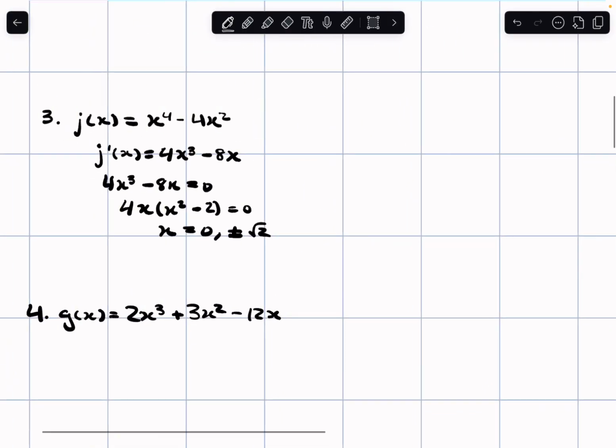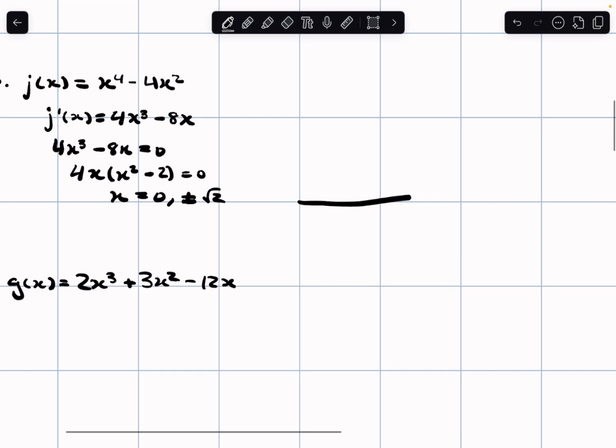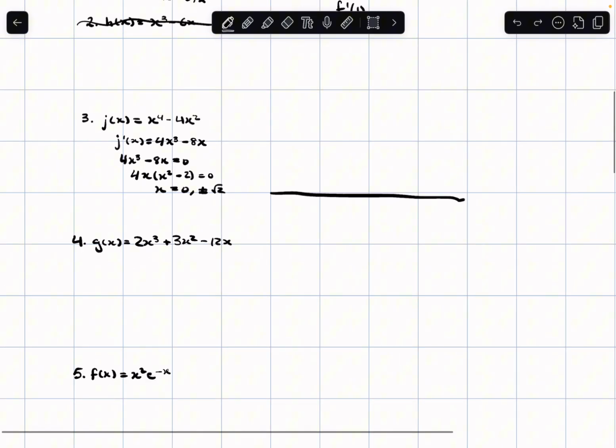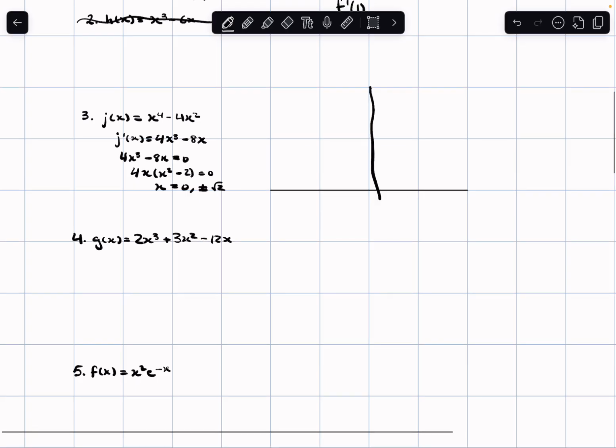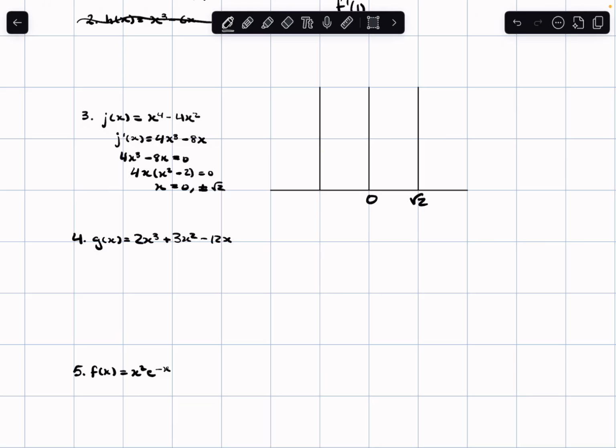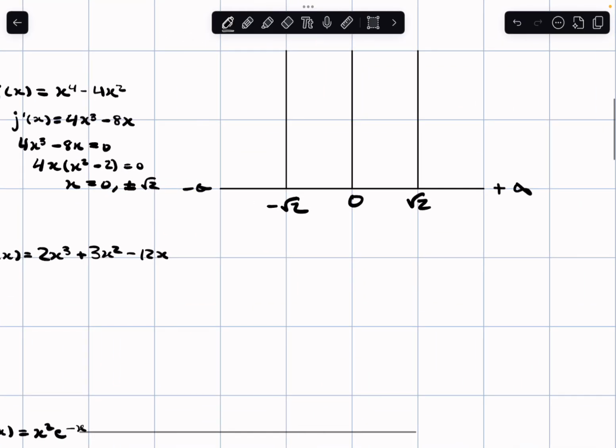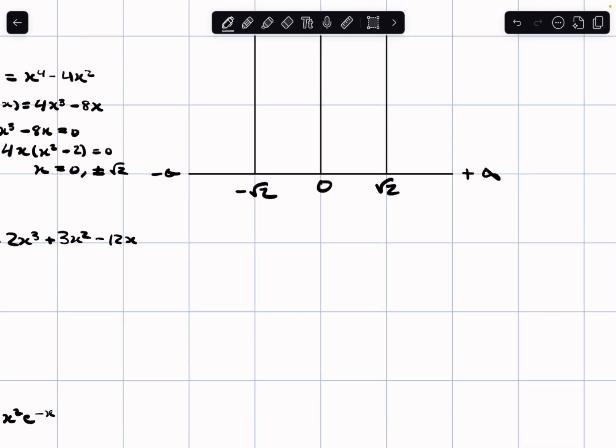Then we set up a sign chart here. Make it a little bigger because we have 3 critical points now. Put 0 in the center, the square root of 2 on the right, and negative square root of 2 on the left. We're not given any endpoints, so I'll put negative infinity and positive infinity at the ends. Same procedure as the last one. I want to pick a number between 0 and the square root of 2. 1 works because the square root of 2 is approximately 1.414.